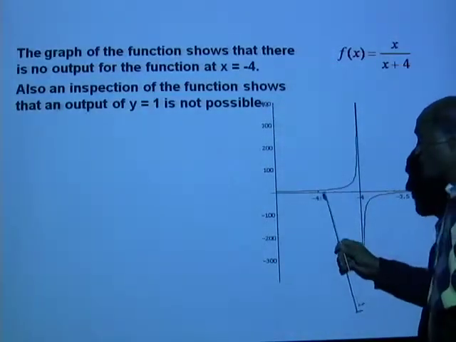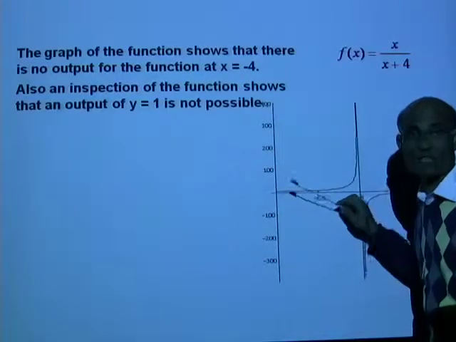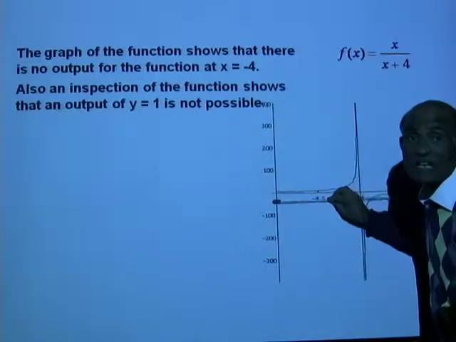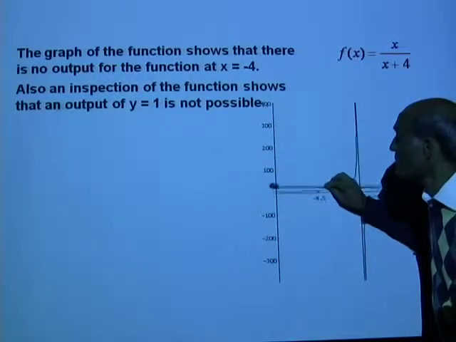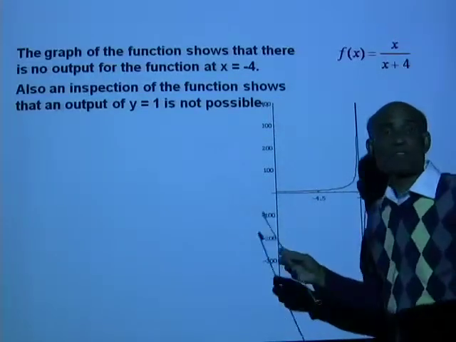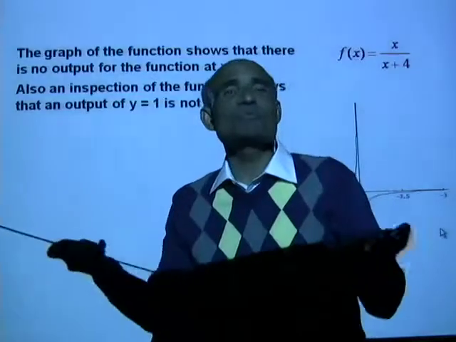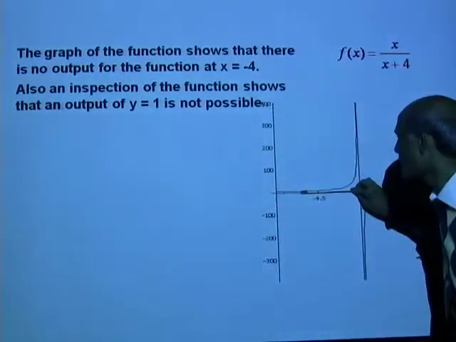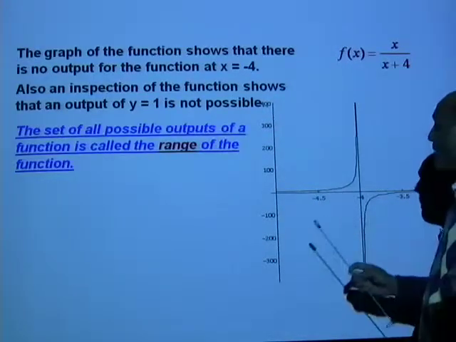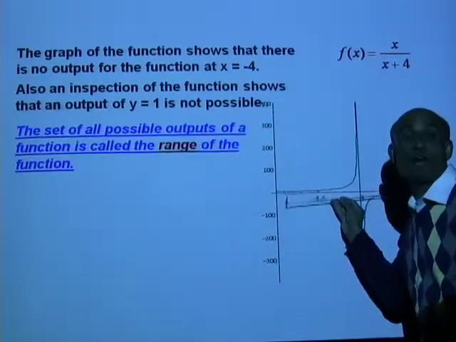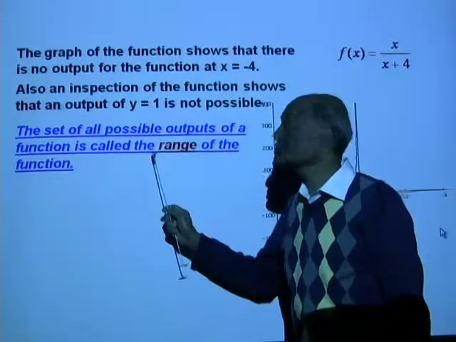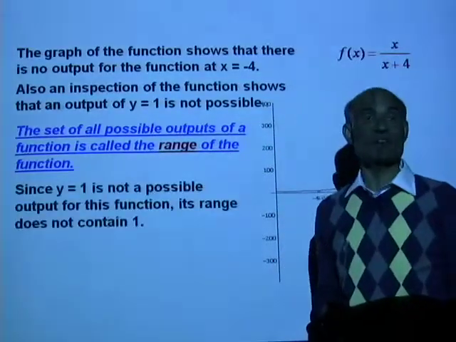If you inspect this graph carefully, draw this graph in your calculator and say take a range of -1 to +2, you can see the function graph, the output can never be equal to 1. You will never get an output y equal to 1. That's right. Y equal to 1 is an impossible output for this function. The set of all possible outputs of a function is called the range of the function.